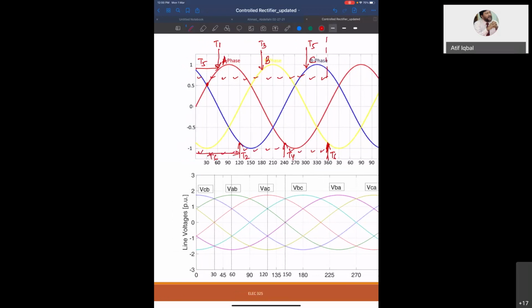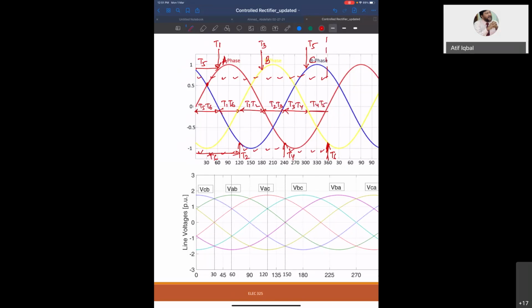Now I will mark the pair. From here to here, T5, T6. From here to here, T1, T6. From here to here, same pair you will see. T1, T2. T2, T3. T3, T4. T4, T5.